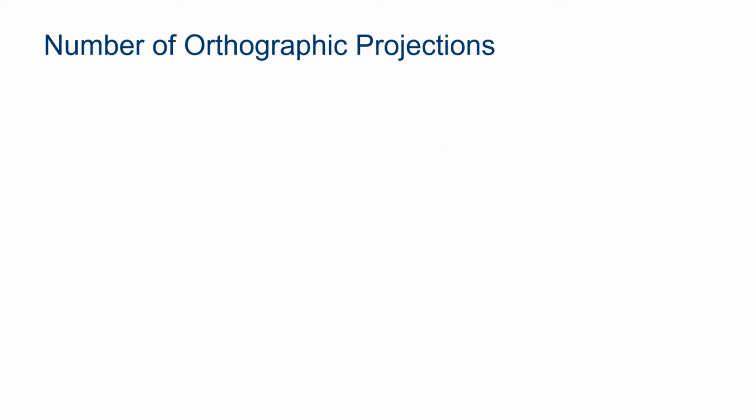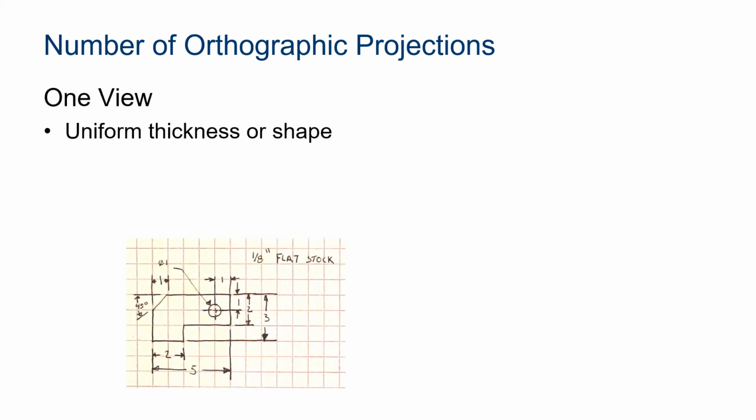So the number of orthographic projections. One view is for things that have uniform thickness or shape. And if they're technically not showing you the depth, but they're telling you what the depth is here. And if it's a uniform thickness, all you need is one view to dimension the height and width, and then you just say, okay, everything is the same depth, 1/8 of an inch. Technically, for your Tetris shapes, that's the best way to do it because they're all uniform depth.